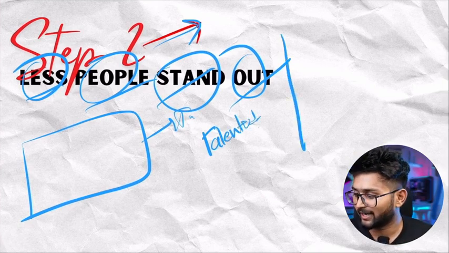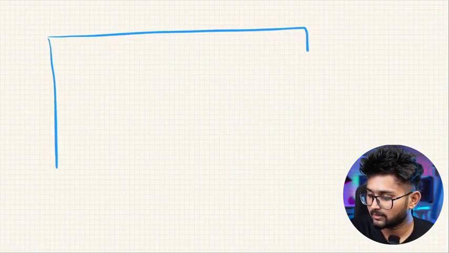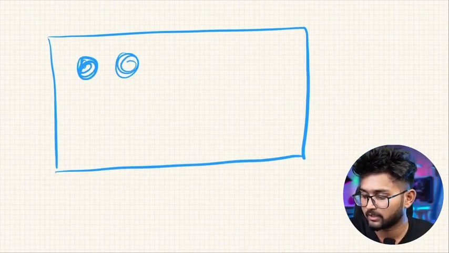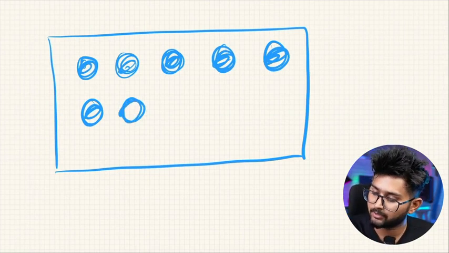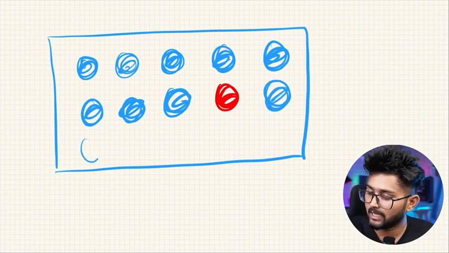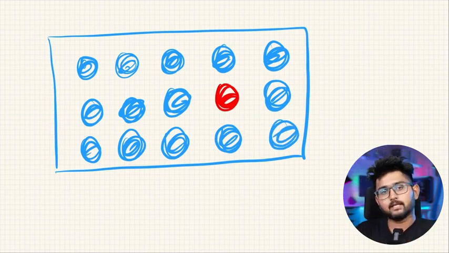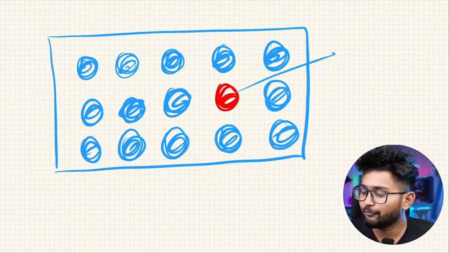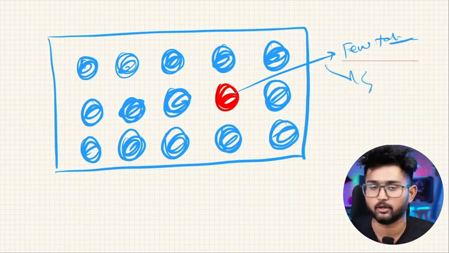I'm just trying to draw a diagram here. So imagine this is a room. Here you have one person, here you have person number 2, third person, fourth person, fifth, sixth, seventh, eighth, ninth, 10th, 11th, 12th, 13th, 14th and 15th. You have 15 people inside a room. Find the odd one out. That's not what I'm trying to say. There'll be very few talented people inside a class and those people stand out.